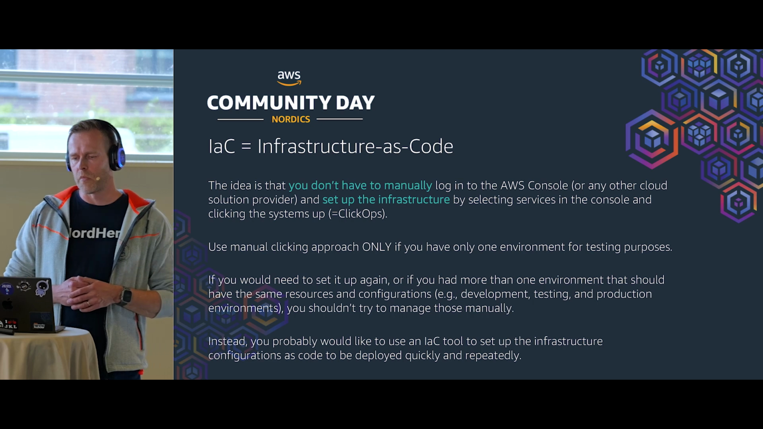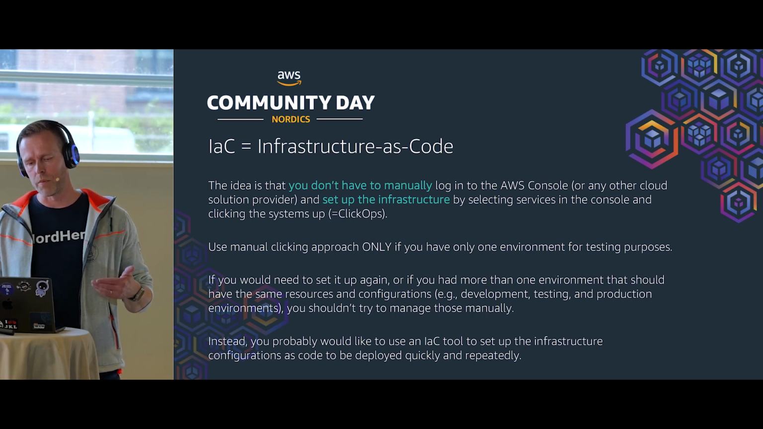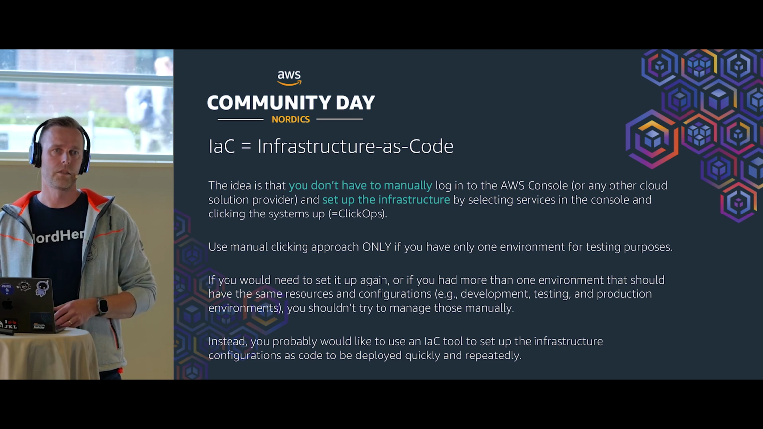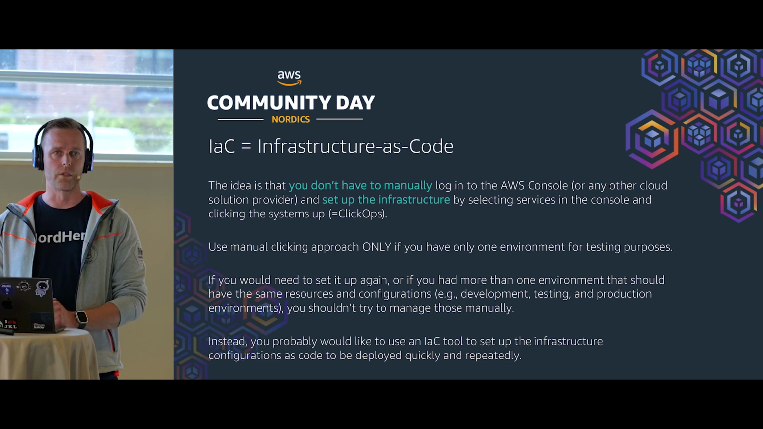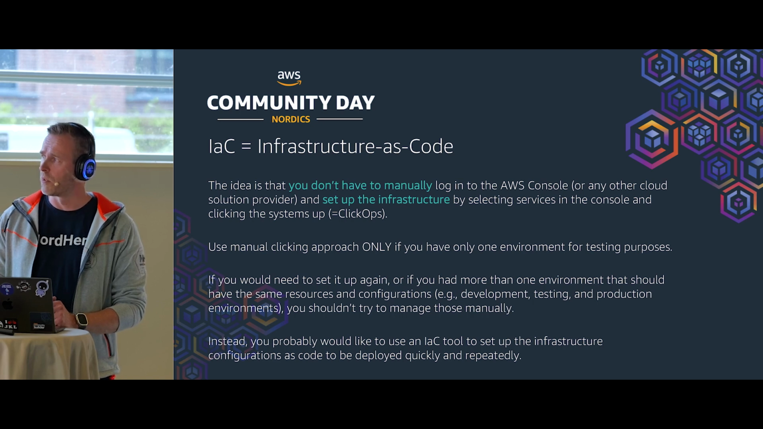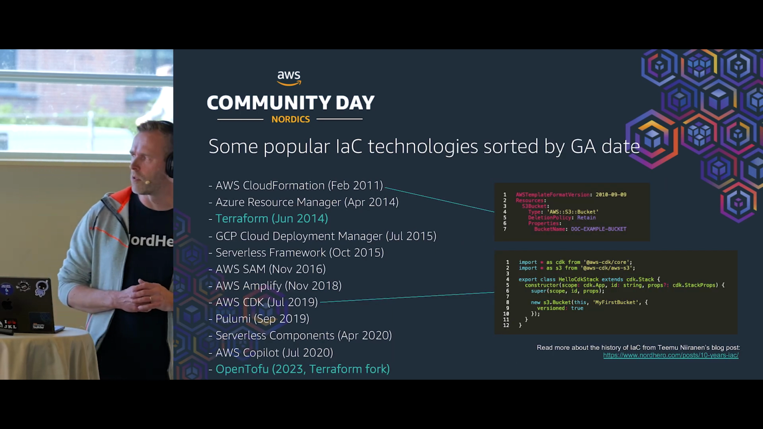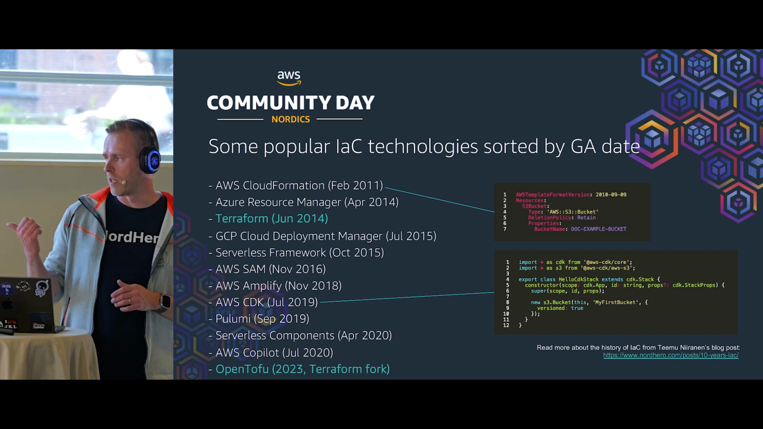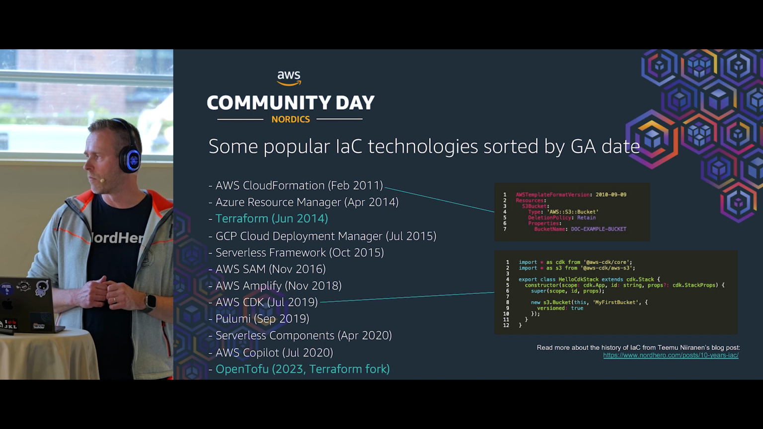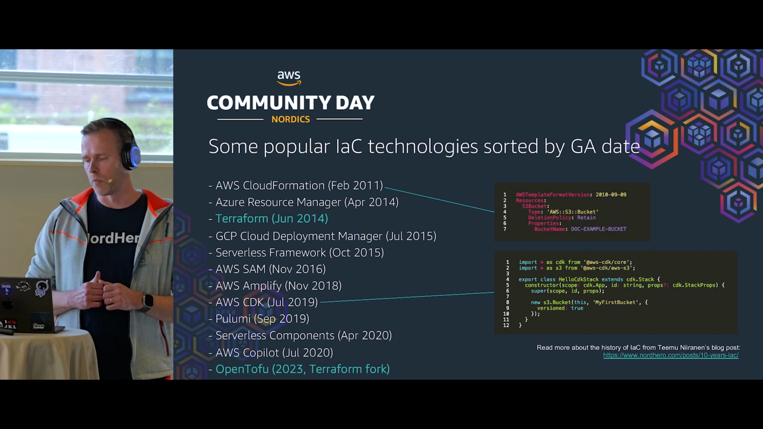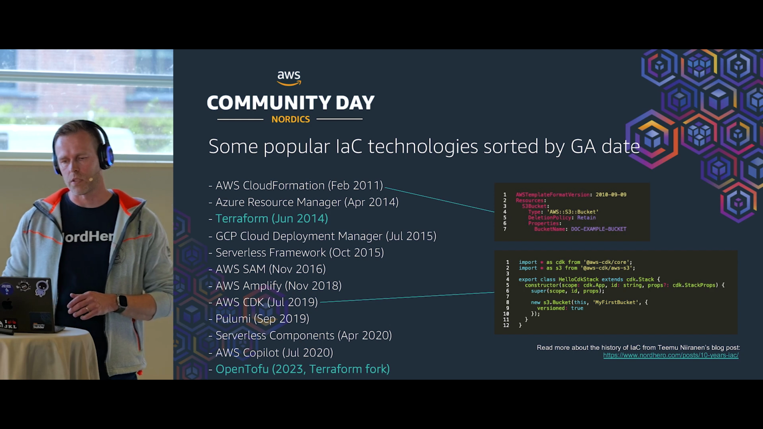You should be doing ClickOps, manually clicking things up, only if you have one environment, only if you are testing things out, how those perform. And if and when you need to set up the same environment again and again, to the same or a different environment, different account or different region, you should always use some infrastructure as code tool. And a short history about those tools. There's a small link on the lower right corner from my colleague who has done a pretty good job of comparing and going through different infrastructure as code tools.